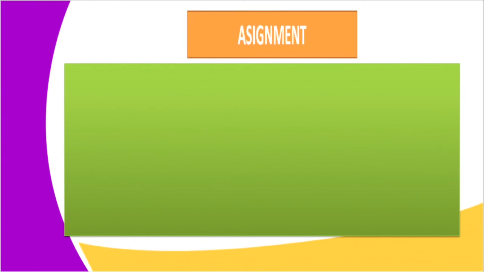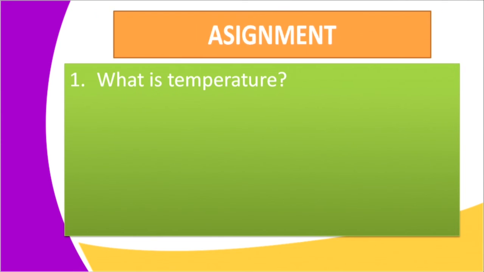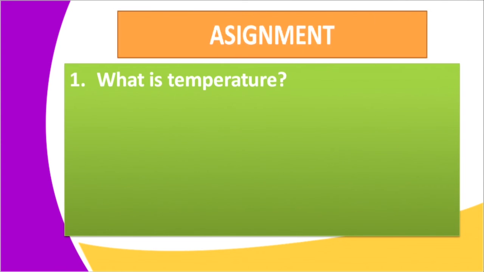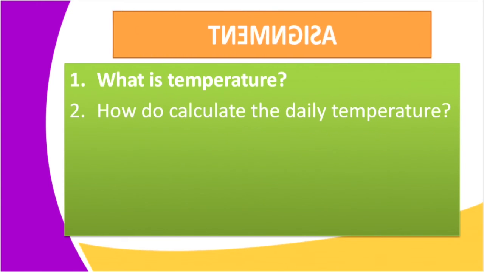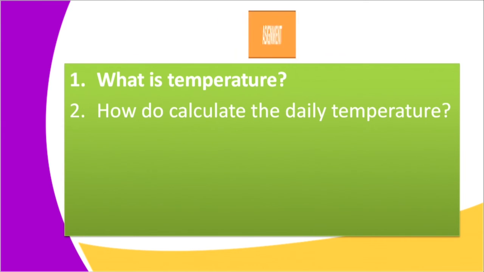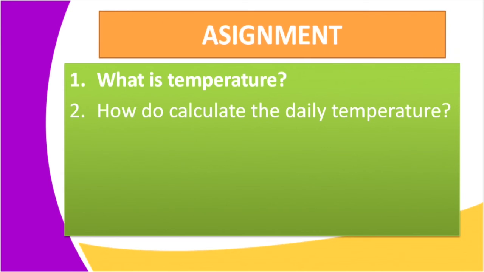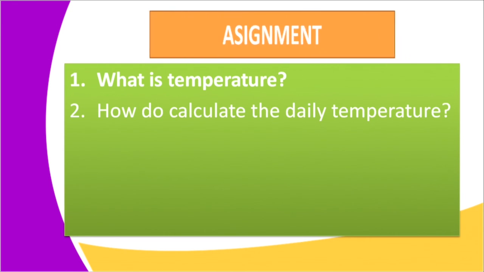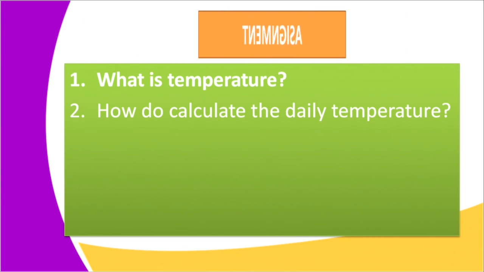We have come to the end of our lesson, and I have an assignment for you. What is temperature? That's number 1. Number 2, how do you calculate the daily temperature? Daily temperature is temperature taken on a daily basis. If it is Monday, we will take temperature in the morning, that is 9 a.m. to 3 p.m. Then we will have the difference between them. So how do you calculate the daily temperature?